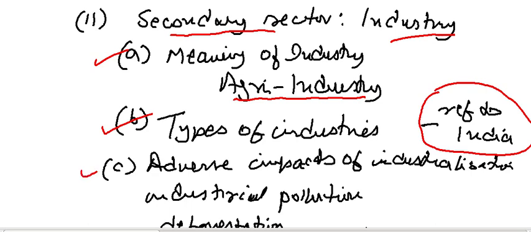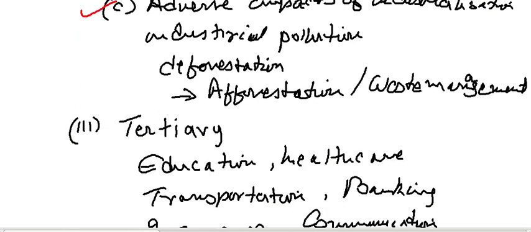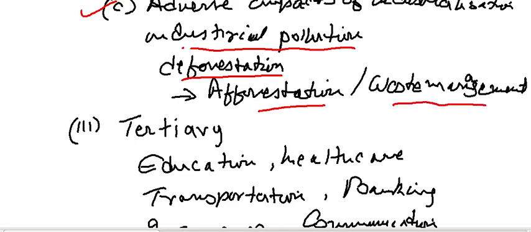And you have to study the adverse or negative impact of industrialization in a country, where there are certain terms you will have to know. One is industrial pollution, then deforestation, and two keywords here, afforestation and waste management.